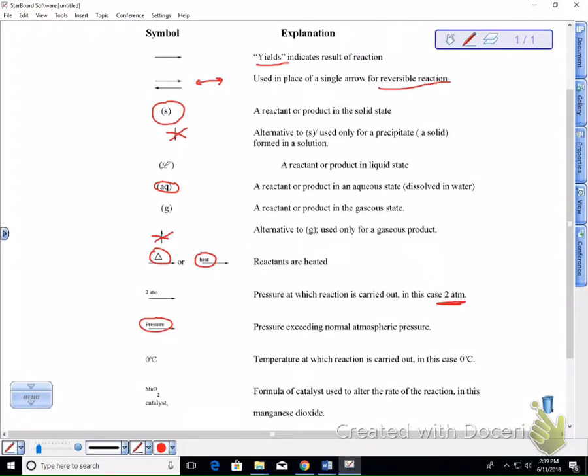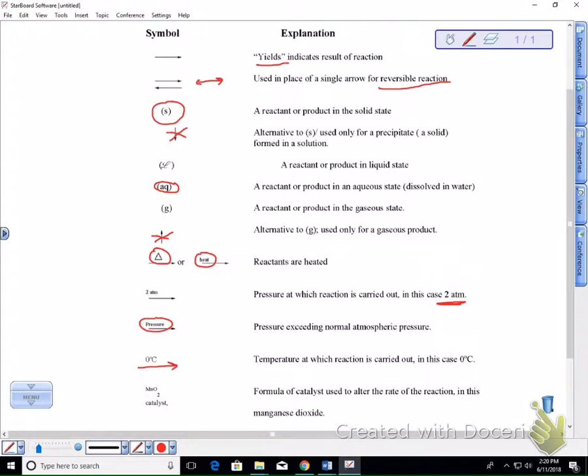Temperature, on the other hand, would be like you need to get a reaction at a certain temperature and keep it there. So maybe it needs to take place in an oven that you can set the temperature, or a water bath where it has a set temperature. So whatever temperature it needs to be, then you put that above the yield sign as well. I don't know what happened to my yield sign, but it disappeared. I put it back.